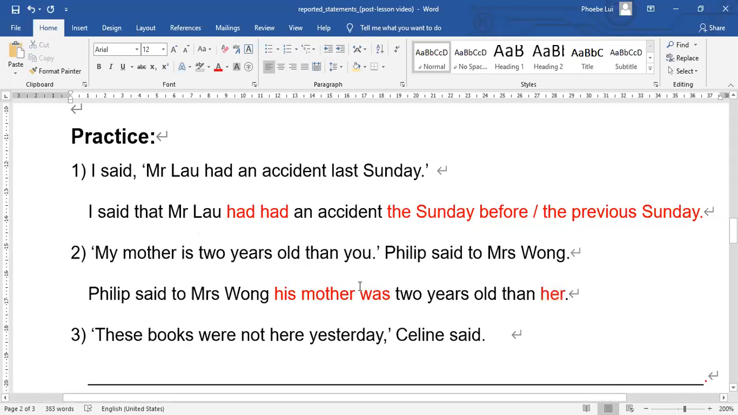However, for this one, let's look at the meaning of this sentence again. Philip's mom is 2 years older than Mrs. Wong. Do you notice that this is a fact, which is always true? That means no matter which year it is, 2020 or 2022, his mom is still 2 years older than Mrs. Wong. So the verb is should be kept unchanged because present tense should be used. So just say is. This is always correct.